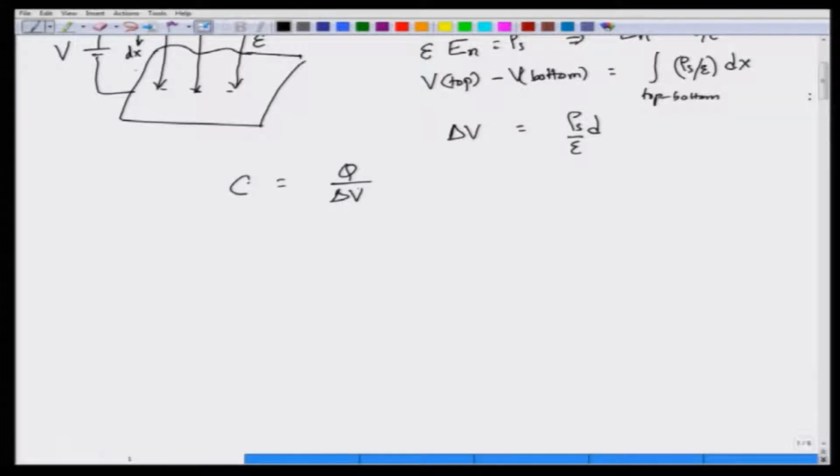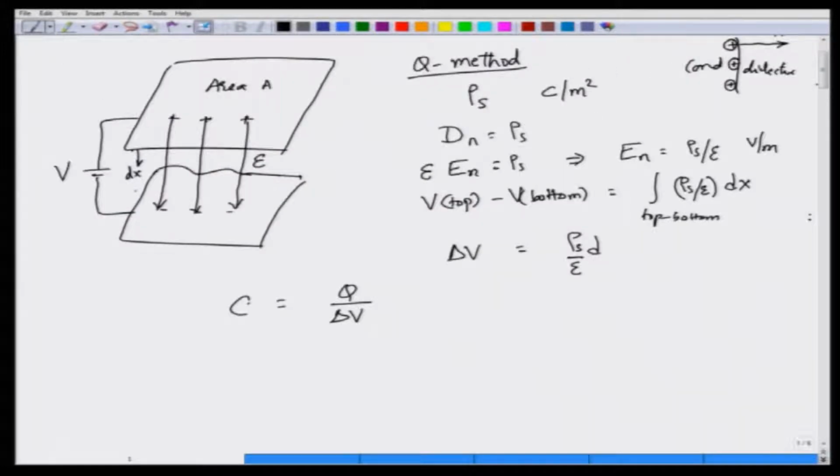So, how much charge is actually contained? If the plate has an area of A, the total charge contained will be equal to rho s into A. So, if there is a uniform surface charge density on the upper plate as well as on the lower plate, the total charge contained will be equal to the surface charge density multiplied by the area. So, this will be equal to rho s into A.